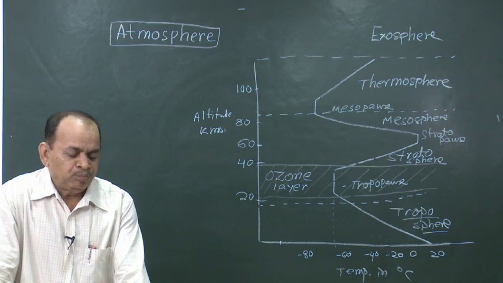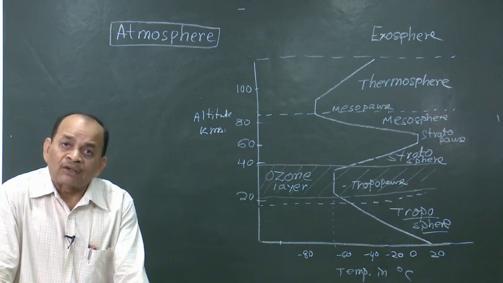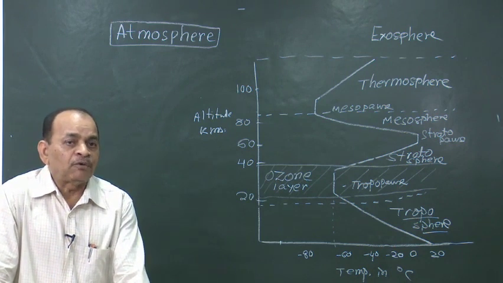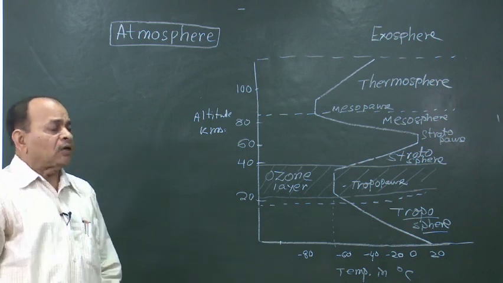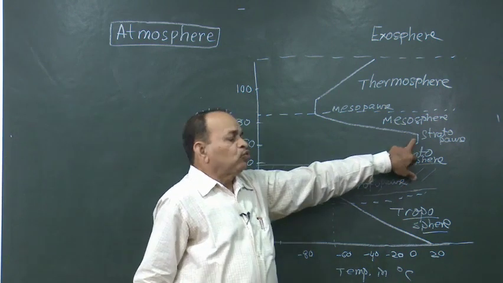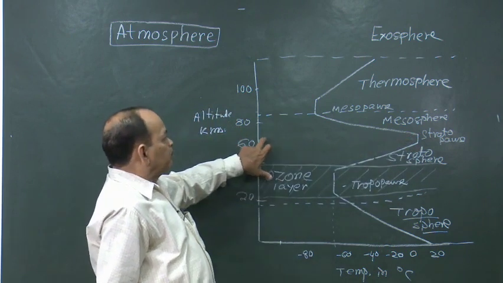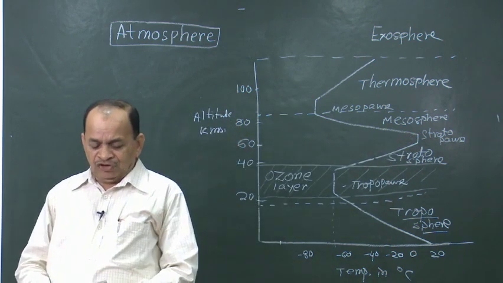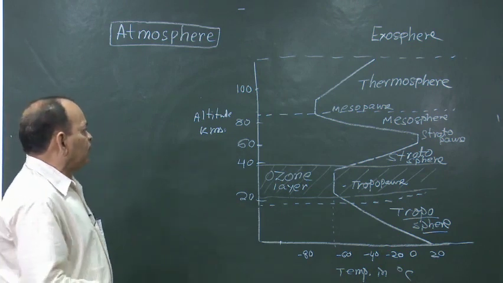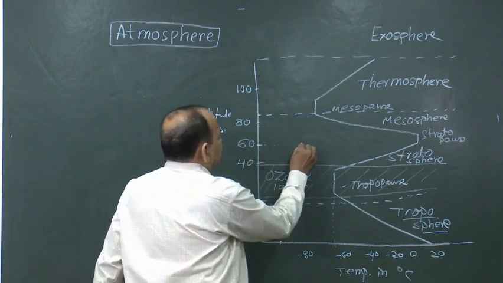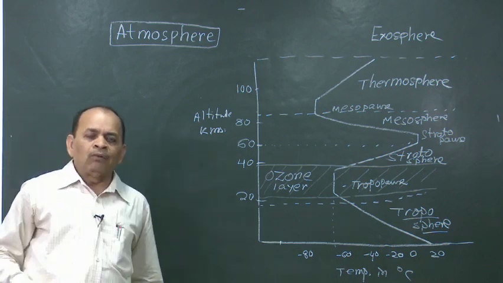The region above the troposphere is known as the stratosphere, and it extends up to the stratopause. Here is the stratopause, it extends up to this, about 60 kilometers above the ground level. You can see this is 60 kilometers above the ground.